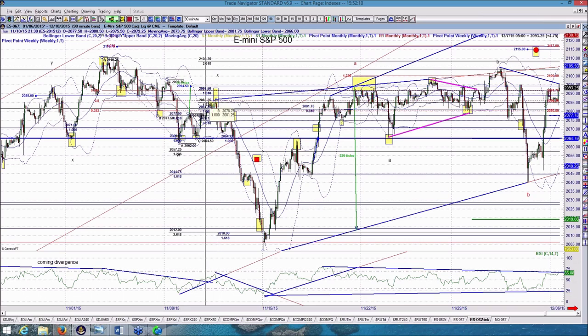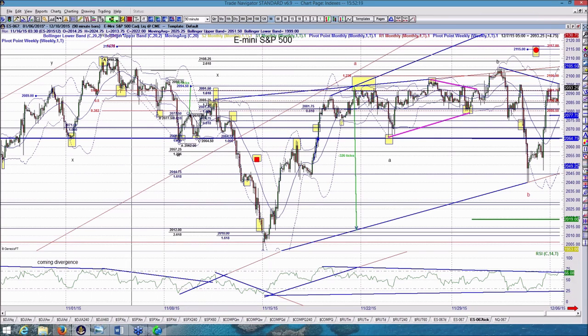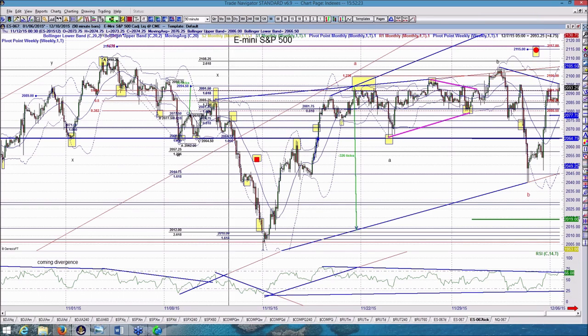Again, you look for your 100% to your 1.236 area. That's your high probability hit area, and sometimes in a C wave like this, if you get a large C wave like this, you get the 618. You see the 2010 here, Anthony? That's your A, B, C down to 2010.